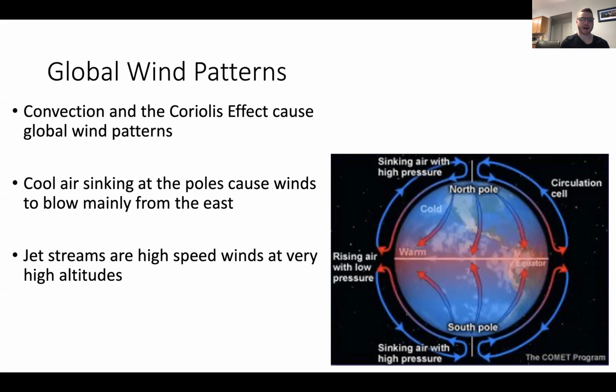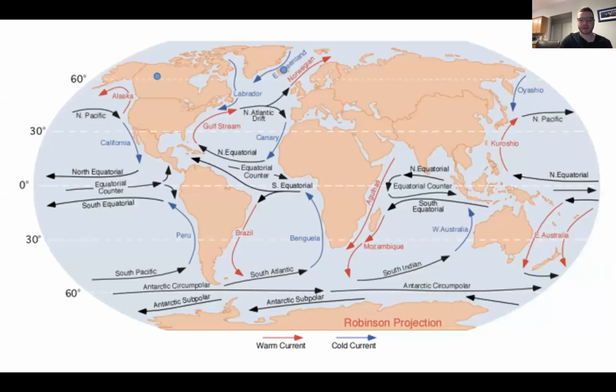Jet streams are high-speed winds at very high altitudes. Okay, you may have heard of these jet streams. This is one way that weather can travel so quickly across our Earth. So this image is showing general jet streams, and also talks about the currents of the ocean. So we have the Gulf Stream. We'll have some warm currents, so we'll notice some circulatory effects over here.